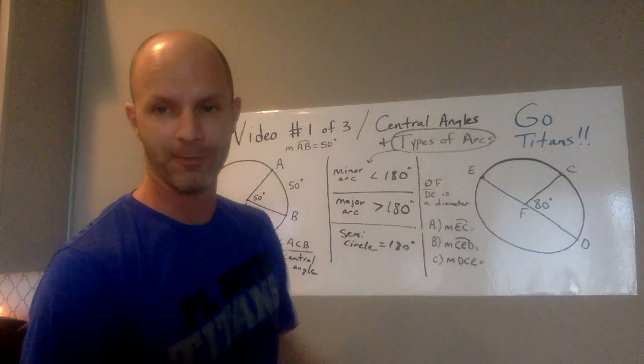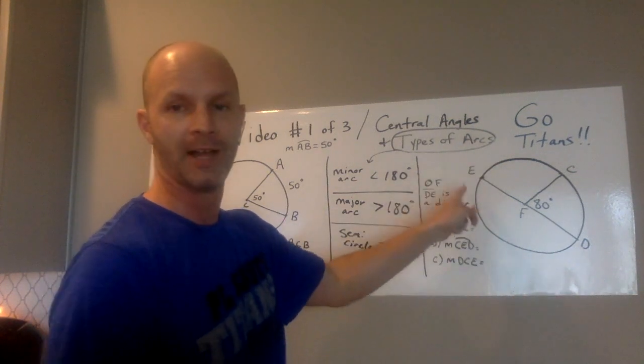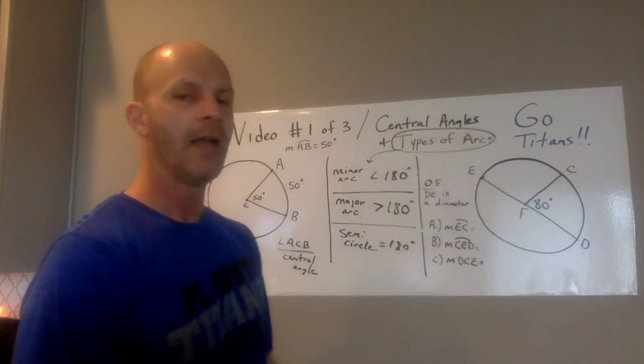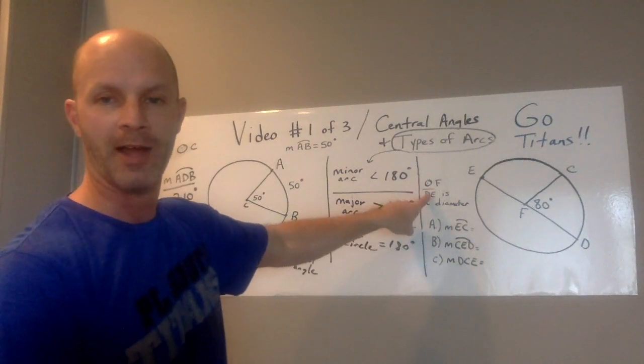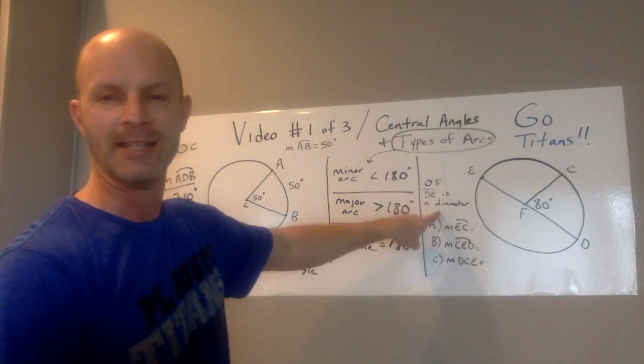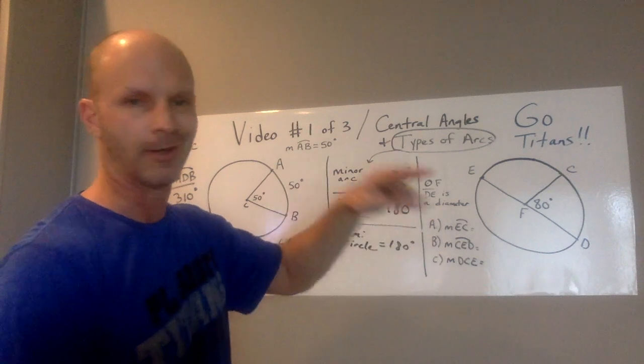So our next one here, I want to copy down another circle, a different circle. Center of this circle is F. Points on the circle: we've got E, C, and D. And I do want you to know, it's circle F, but DE is the diameter. DE is the diameter. That's very important.